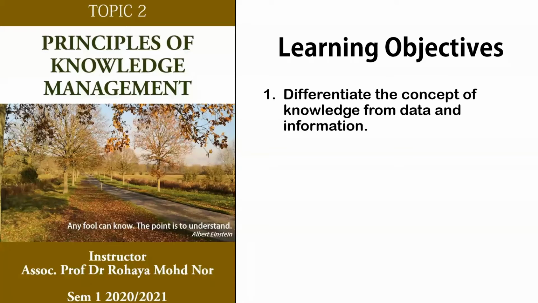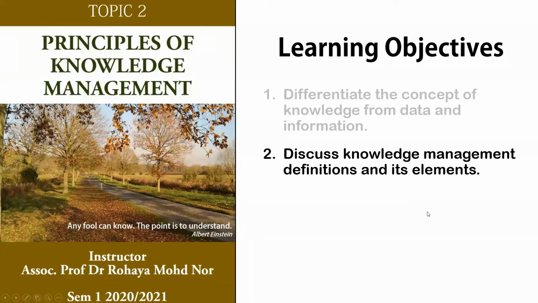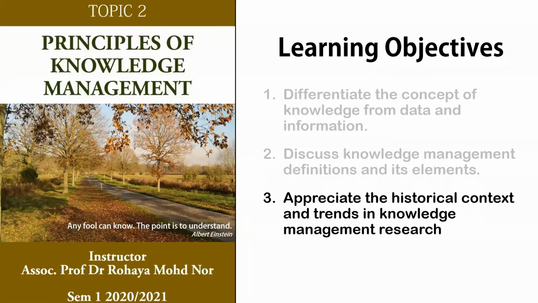So now let's move to the second learning objective. This is about the definition itself and what the pillars, or elements, are that we put in the context of defining knowledge management, okay? And then the third learning objective is to allow you to appreciate the historical context and also to see knowledge management trends, research, and also as a discipline, okay?